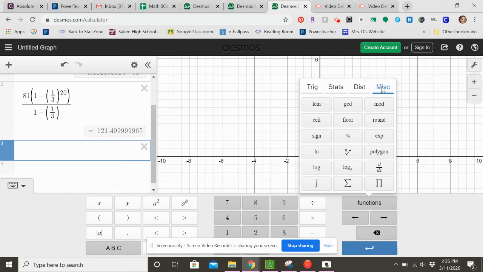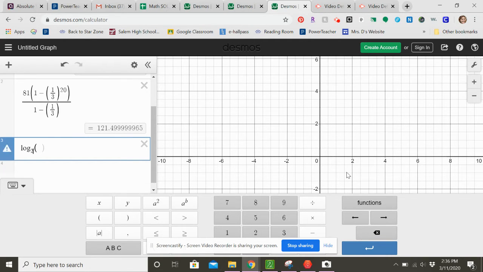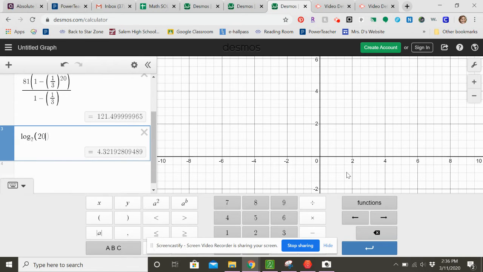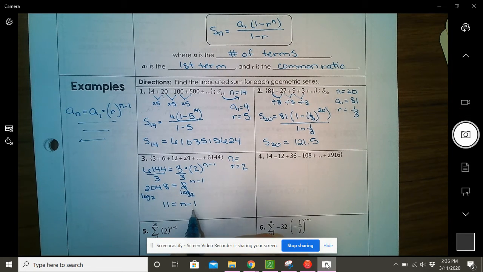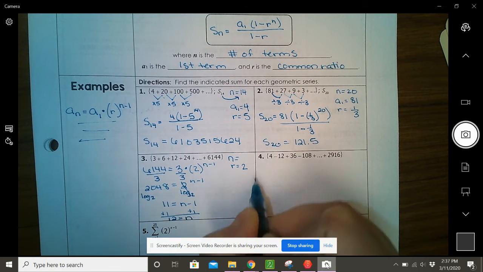Okay, right here in the functions, under miscellaneous, right down here, log base A lets you choose the base you're going to use. I'm going to use log base 2 of 2048. And I get 11 as log base 2 of 2048. So log base 2 of 2048 is 11, and now I can finish solving for n. I get 12 as my n value.